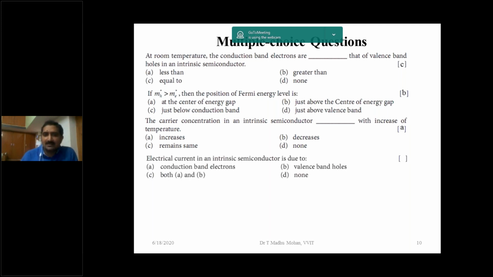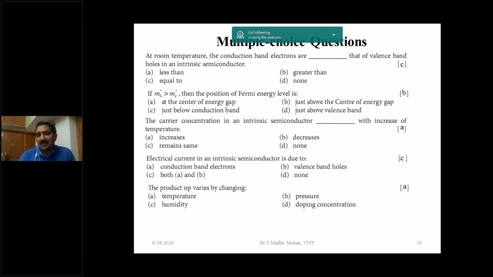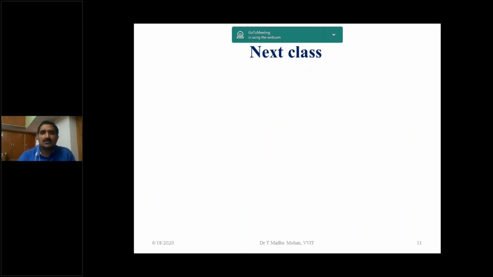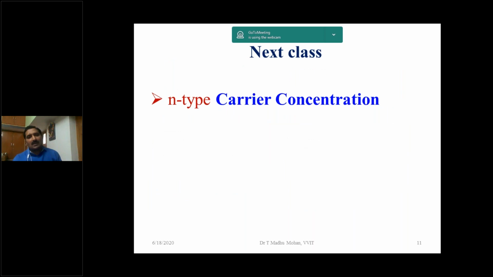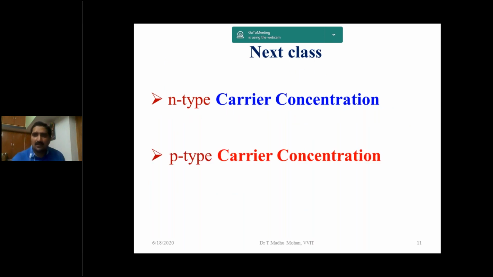Electrical current in an intrinsic semiconductor is due to both conduction band electrons and valency band holes. Why? Because in an intrinsic semiconductor, both currents take place. The product np varies by changing temperature. np means ni squared, the carrier concentration. So in the next class, we will discuss n-type carrier concentration and p-type carrier concentration.